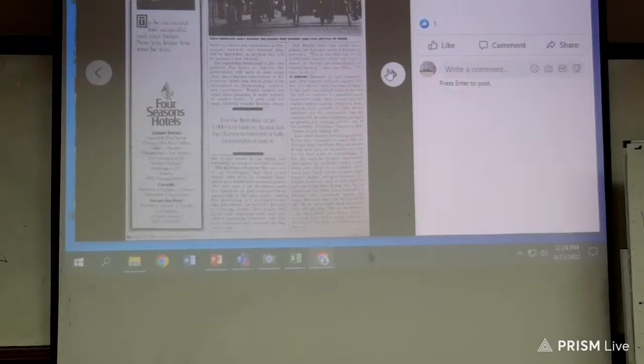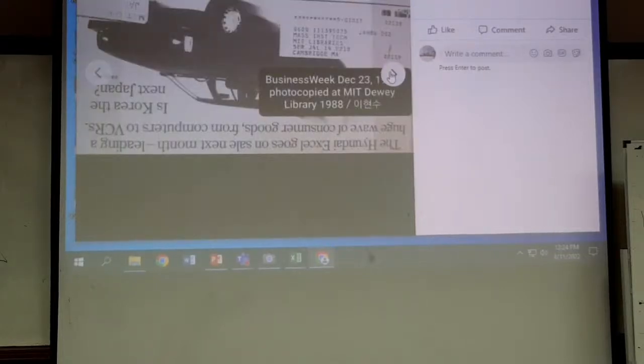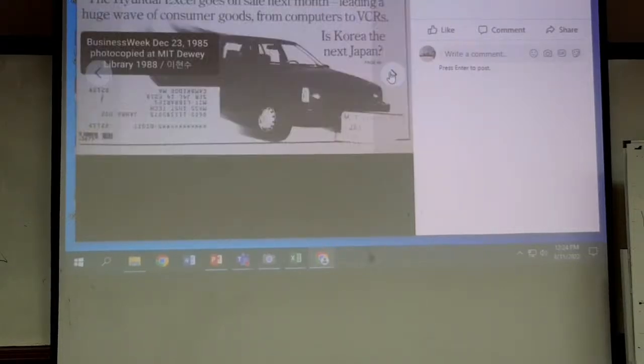The sacrifice of the old elders. But Koreans today forget the sacrifices of the old people for the Koreans of today. Look, on bicycle. So the Hyundai Excel goes on sale next month in January '86, leading to a huge wave of consumer goods from the frontiers. Is Korea the next Japan? Of course not. Korea is not Japan. Japan is not Korea.